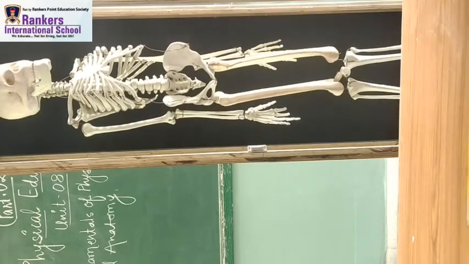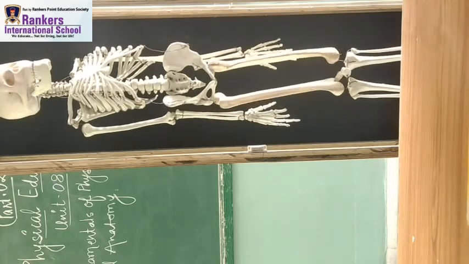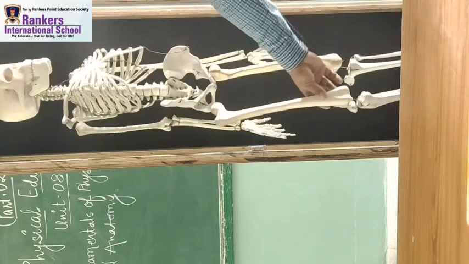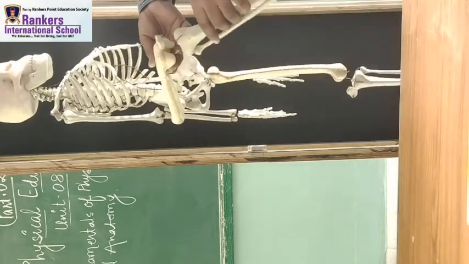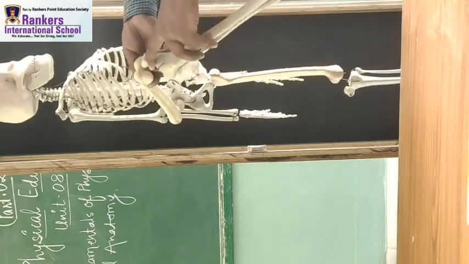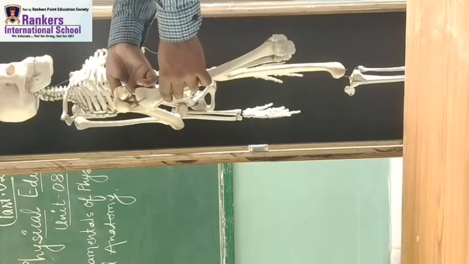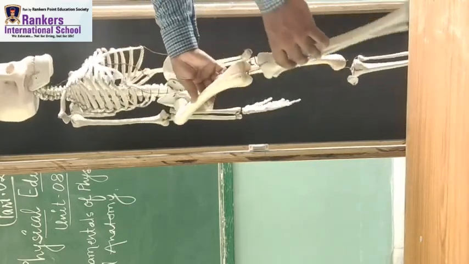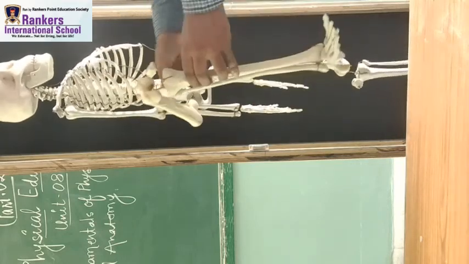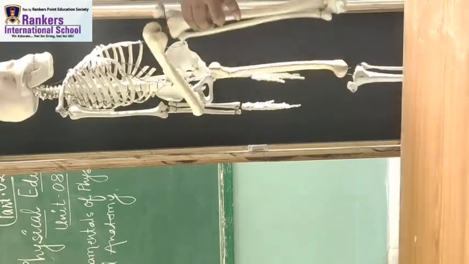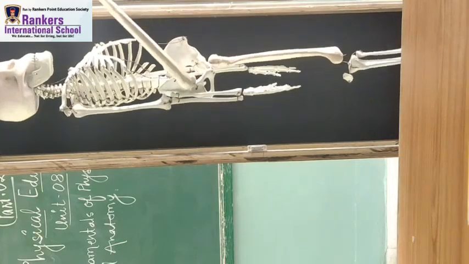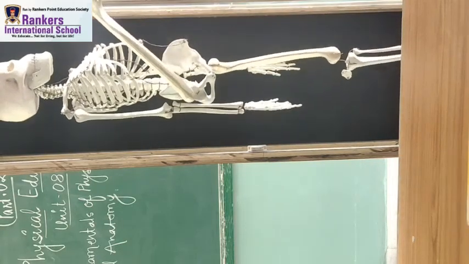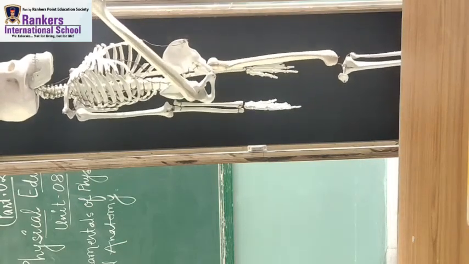Now the patella. I am going to show you the patella joint, and we know the patella joint is here, in the knee. This is the patella joint. It is a knee joint, right? This joint is called the patella joint and it is a knee joint. This is the femur bone. Which bone is this? This is the femur bone. You can see that it is the longest bone, which is called the femur bone, right?